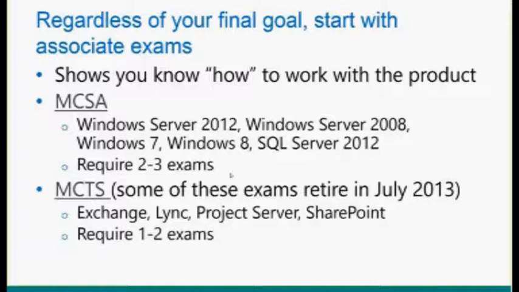So some of these exams are retiring in July 2013. That doesn't mean the certification expires. That just means the exams expire. So if you want to get an MCTS, you have to make sure you have all the exams done by July 2013. If you look them up on the website, microsoftlearning.com, then you can easily check an individual exam to see if it's going to be retired or not, just so you know. Getting an MCTS requires 1 or 2 exams. And they are very much focused on how to use the product, what are different commands for, what are different properties for.